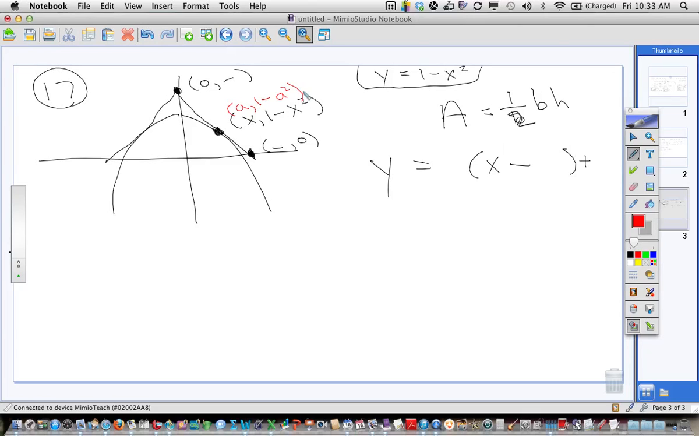Slope and point. Well, we know one point, that red point, is on the line, right? So I'm going to put the a in there for my x, and I'm going to put the 1 minus a squared over here for my y. So that's the point that's on that line. Now what's the slope of the line? How do I determine the slope of that tangent line?